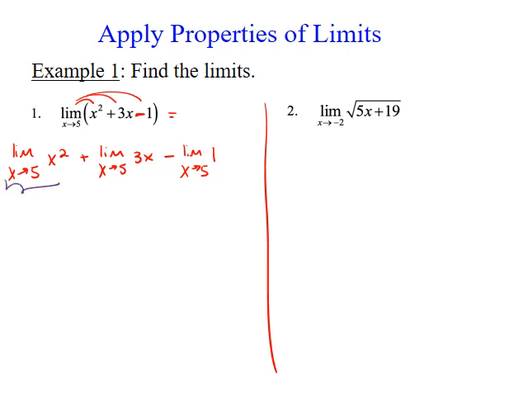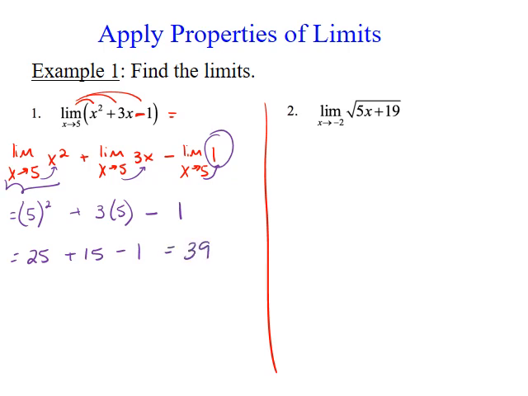Then we will evaluate each of these limits. Here, I'm simply going to plug in 5 right here, so this is 5 squared. When I plug in 5 here, this is 3 times 5. I have nowhere to plug this in. This is an example of finding the limit of a constant. The limit of a constant is that constant, so this is minus 1. This gives me 25 plus 15 minus 1 results in a limit of 39. So this limit is equal to 39.